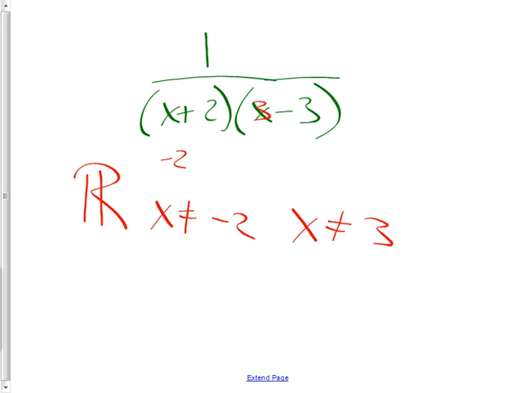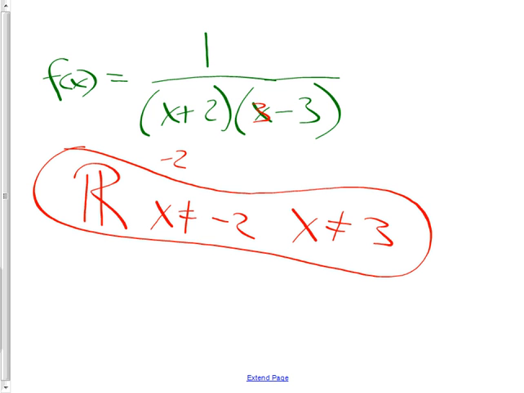All right, so it creates an asymptote at 3. We don't have to worry about that till later. For today, all we have to know is what are the things that would make this function crash. And if this function works everywhere except negative 2 and 3, this is one way to write it.